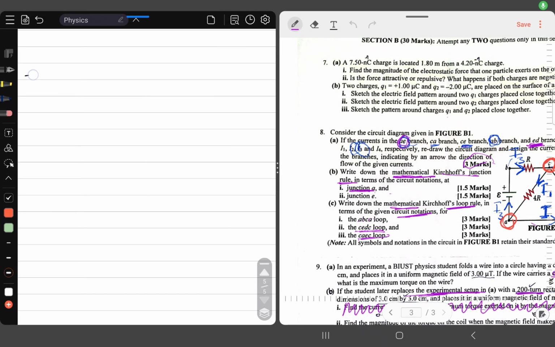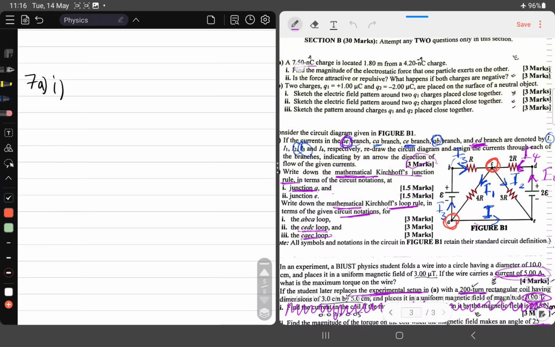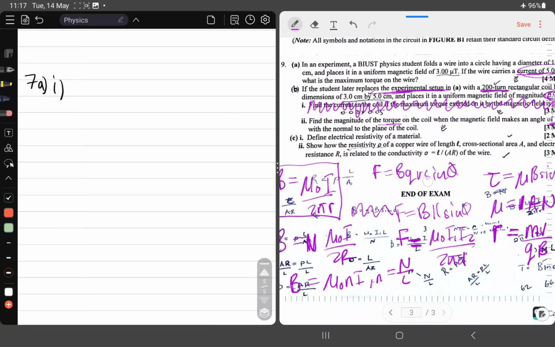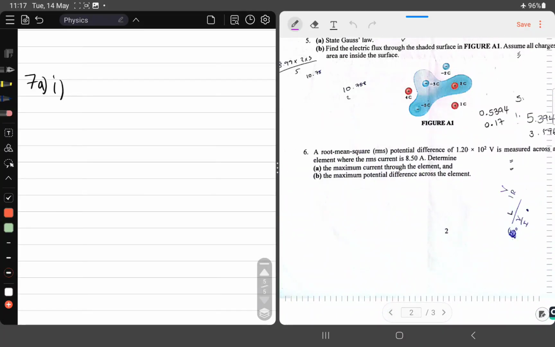Okay, now we're doing number 7a. It's saying you have a 7 nanocoulomb charge located some distance from another. They said find the electrostatic force that one particle exerts on another. Remember the formulas which we have, let me go to the front page maybe.